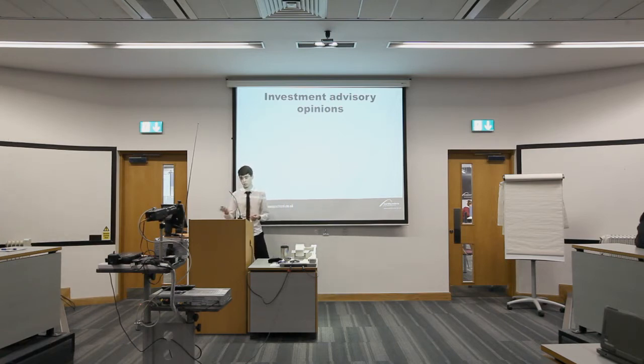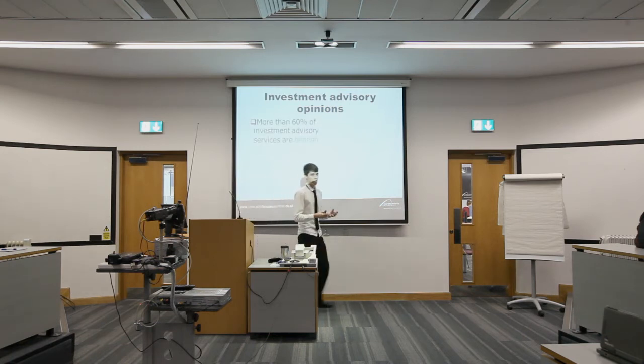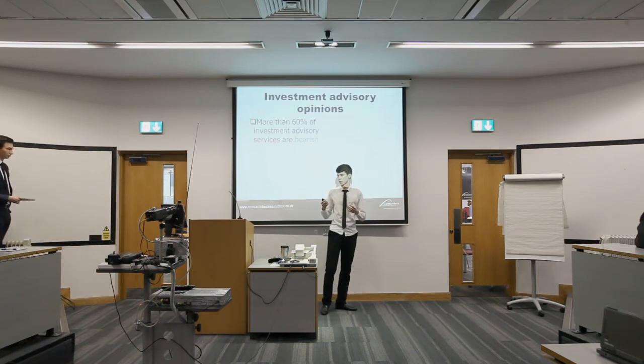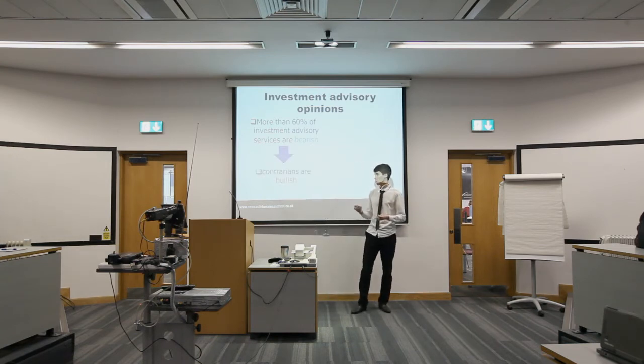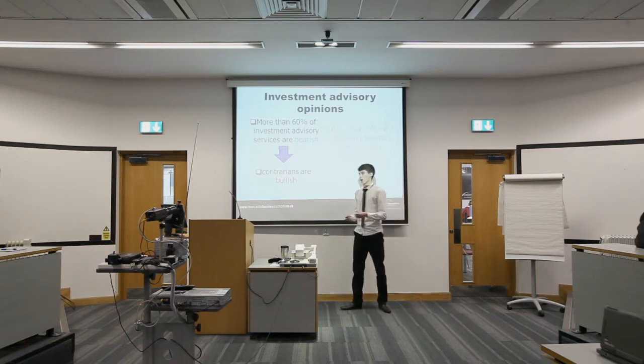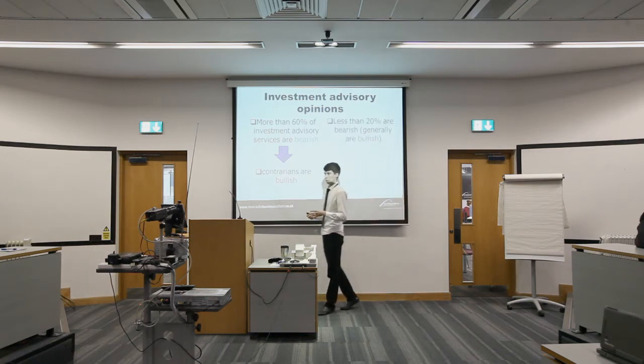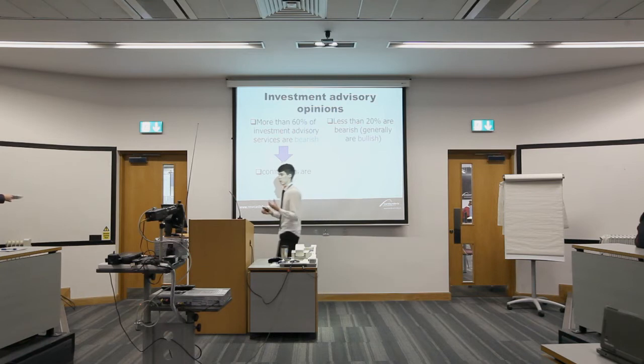So how do contrary opinion investors use it? When more than 60% of investment advisors are bearish, then contrarians become bullish. If less than 20% of investment advisors are bearish, so generally the majority are bullish, then contrarians are bearish because they trade oppositely.